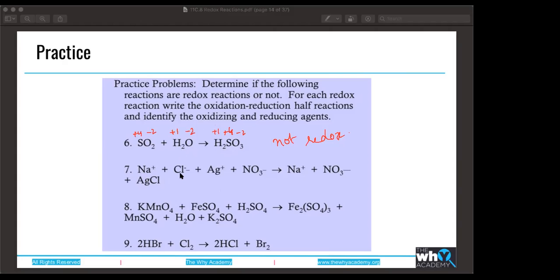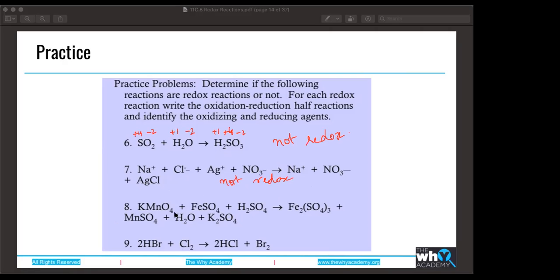Na plus Cl minus, Ag plus NO3 minus. In solution, because AgCl is insoluble, it combines to form a precipitate. In solution, you have Na plus and nitrate ions. Is this a redox reaction? Not a redox reaction. But it could be, because Cl minus is going from Cl. No, sorry, the oxidation state remains the same. So this is not redox.